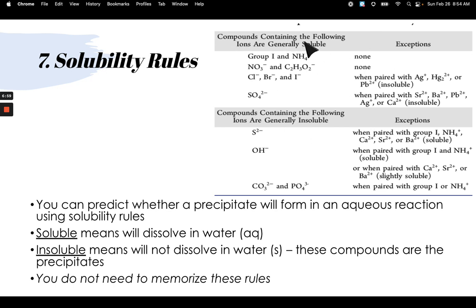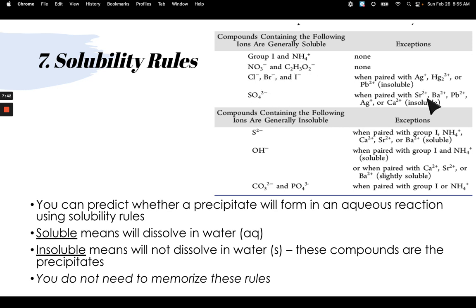So for example, this says compounds containing the following ions are generally soluble. So if you have group 1, that's alkali metals, guys, lithium, sodium, potassium, and ammonium in an ionic compound, they will all dissolve. There are no exceptions. Same thing with these anions, nitrate and acetate, pretty much no exceptions, very few. Now, chloride, bromide, and iodide are also generally soluble unless there are exceptions. If they are paired with silver, mercury, or lead, they are insoluble. So for example, we saw that sodium chloride was soluble, but silver chloride was not.